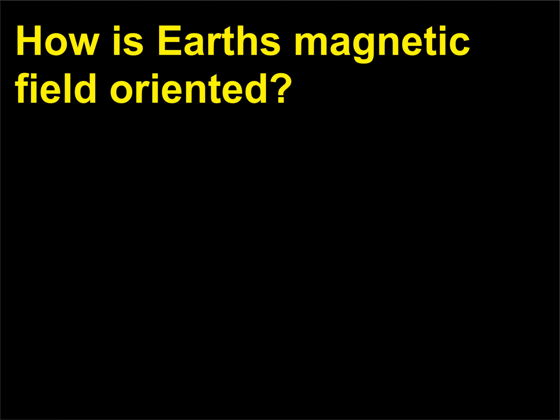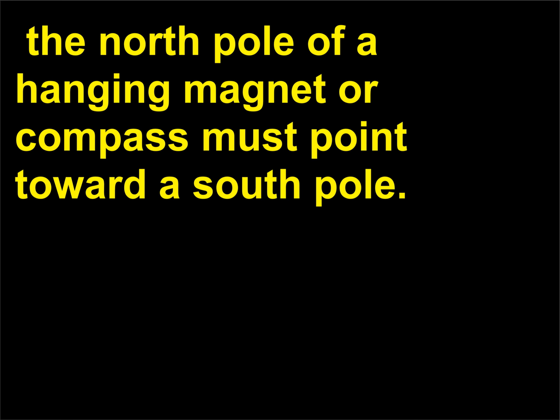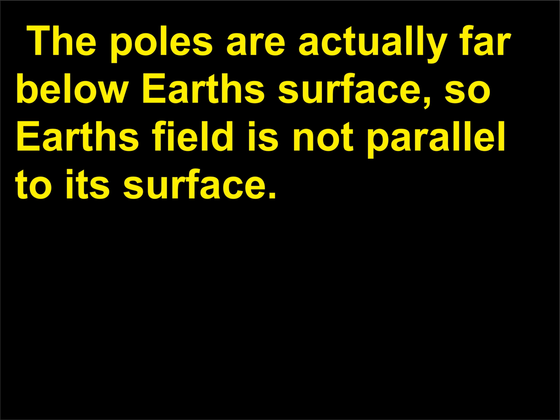How is Earth's magnetic field oriented? Because opposite poles attract, the north pole of a hanging magnet or compass must point toward a south pole. So, the south pole of Earth's magnet must be near the north geographic pole. The poles are actually far below Earth's surface, so Earth's field is not parallel to its surface.